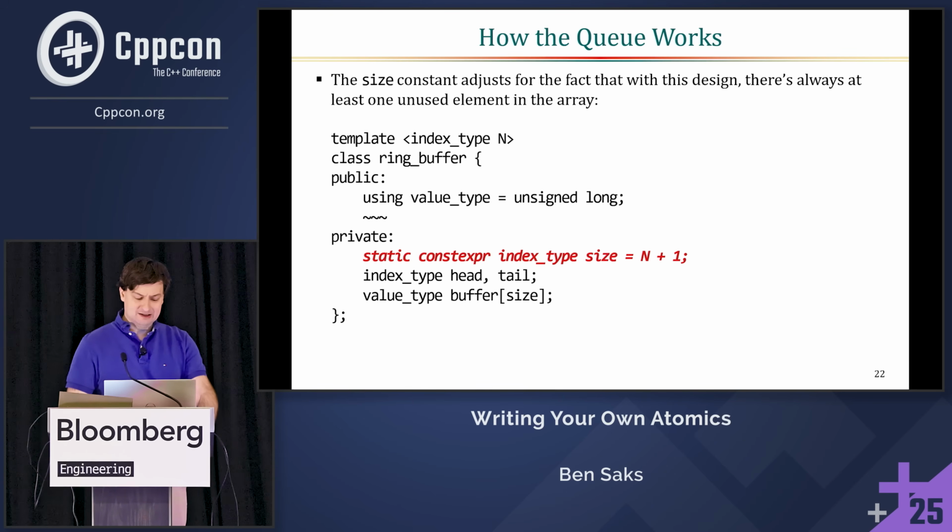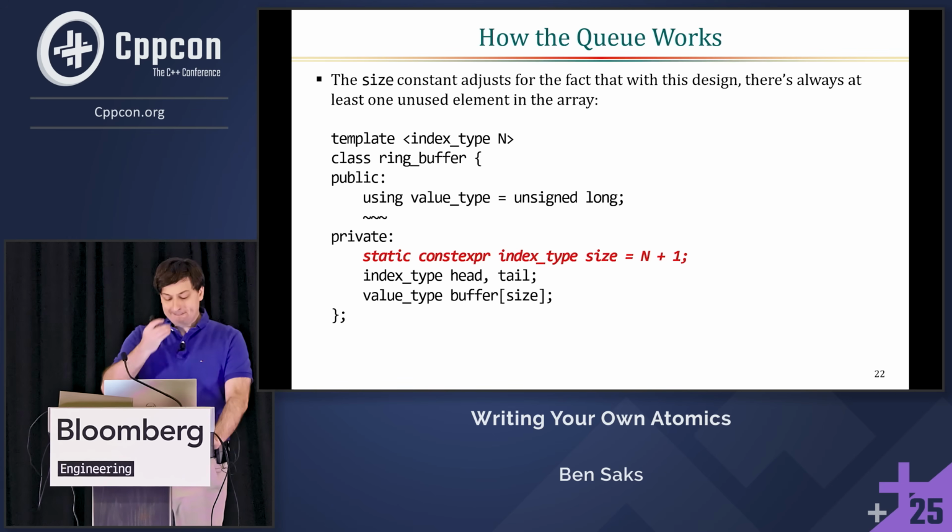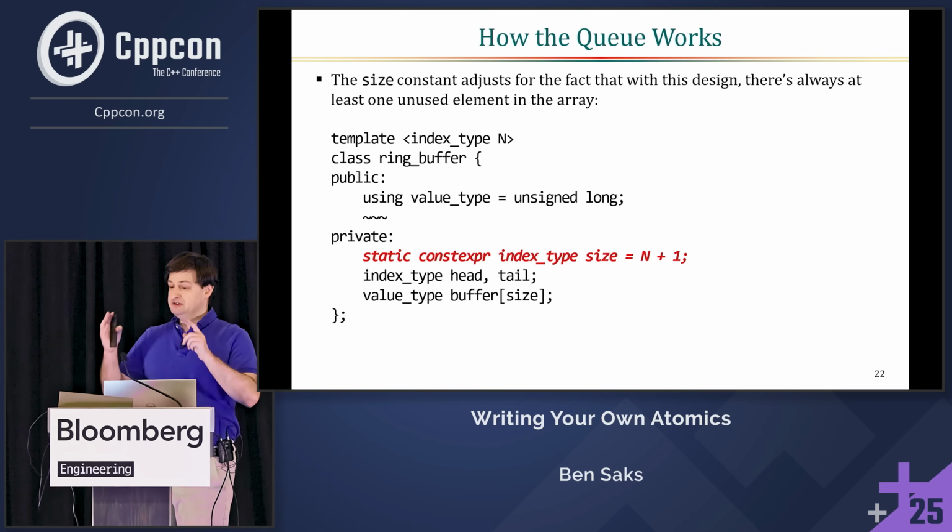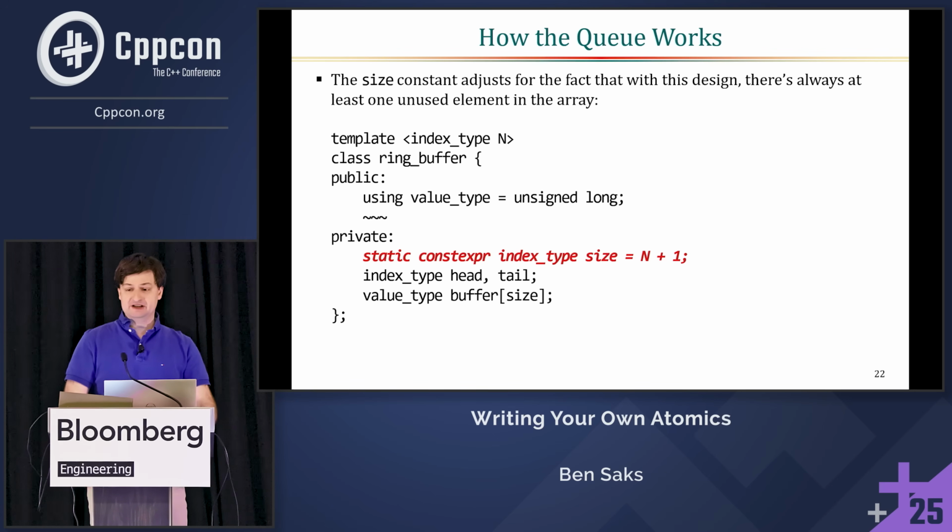The size constant here is adjusting for the fact that with this particular design, the ring buffer never has every single one of its elements being used. There's always one unused element in the array because head equal to tail is the empty condition. If you tried to insert elements until every single element was used, the tail would wrap around back to the head and it would look empty again.